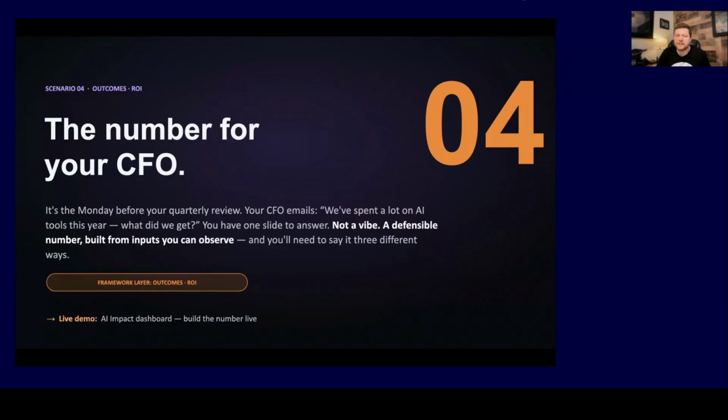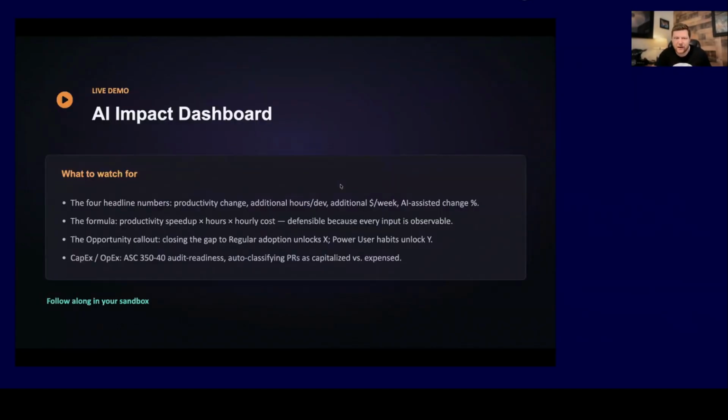But you need a defensible number or set of numbers or metrics that you can build from data that you can observe, and you need to be able to say those numbers in a few different ways. So that's what we're going to dive into for this last scenario.